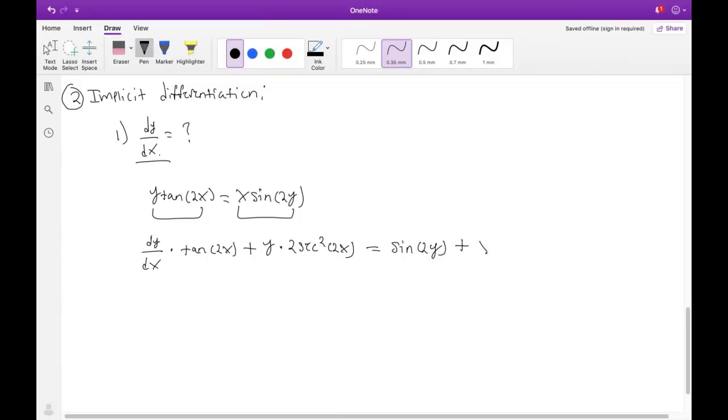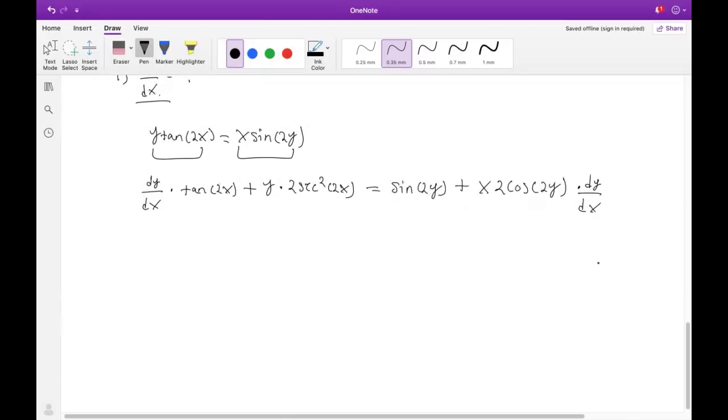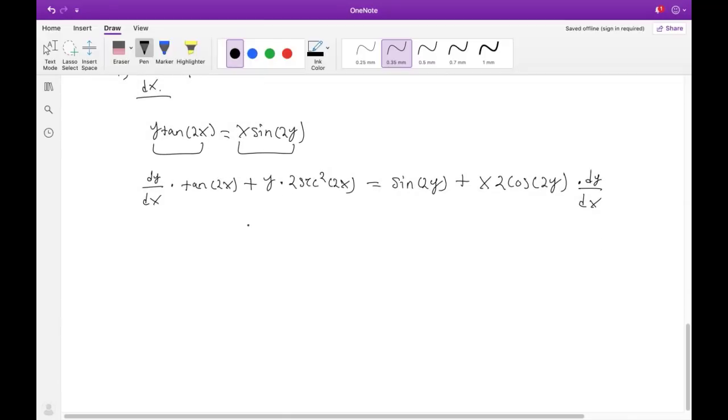And then keep x the same and then take the derivative of sine of 2y, so that'll just be 2 cosine of 2y. And then you also have to remember that you're taking the derivative of this y function now, so you have to include your dy over dx at the very end. Now from here, your next step is going to want to be to isolate any terms with dy over dx onto one side. So that would be these two terms.